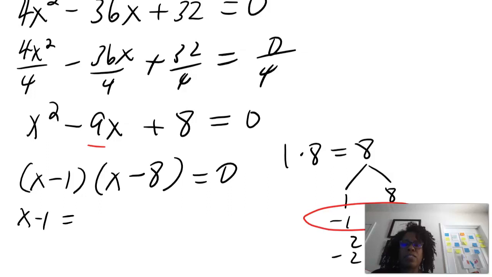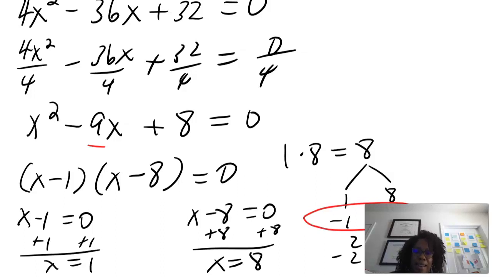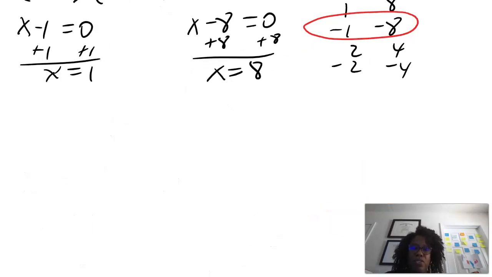Set each of these equal to 0. So we'll add 1 to this, so x is going to equal 1. Add 8 here, so x equals 8. And now these are the two solutions we got when we solved the quadratic, but now we need to see if they make sense. Okay, so we need to check our answers.